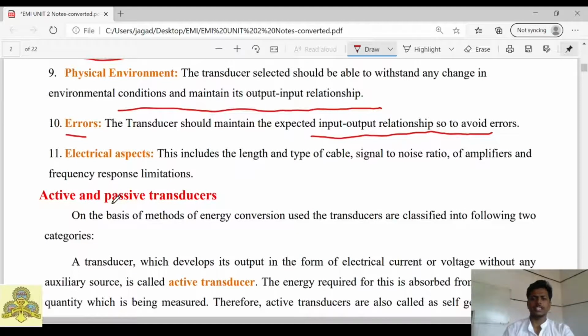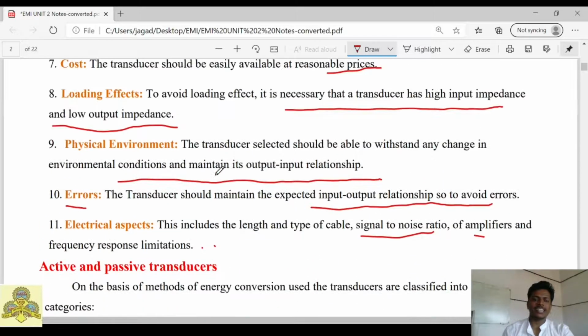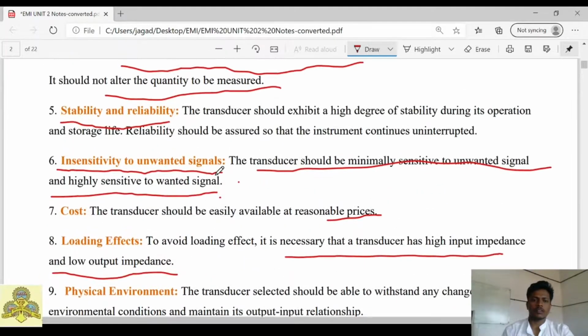Next, electrical aspects. It includes the length and the type of cable it uses, signal to noise ratio, amplifiers, and frequency response limitations. So we have to look for these many aspects while selecting a transducer, isn't it?